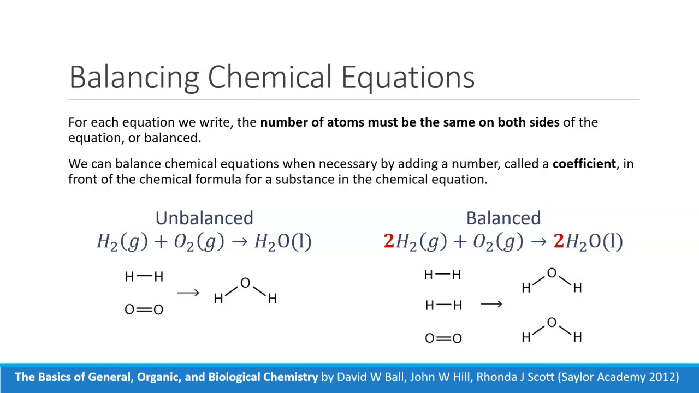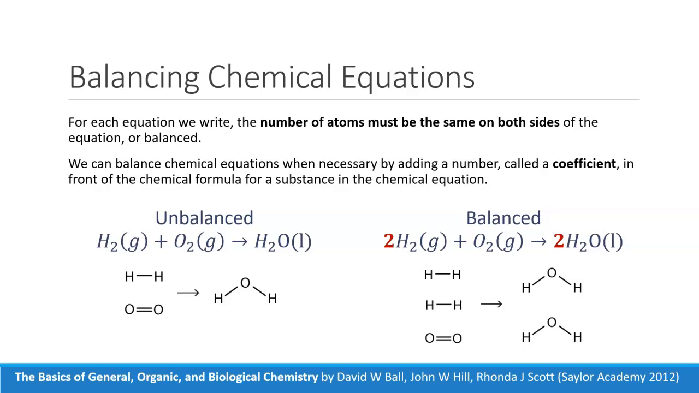Okay, so when we are balancing chemical equations, our goal is to have the same number of atoms on both sides of the reaction. And so when we look at a simple example here, on the left we have an unbalanced reaction of H2, hydrogen gas, plus O2, oxygen gas, yielding H2O, or water. In the unbalanced reaction, we have 2 hydrogen atoms combined in an H2 molecule, 2 oxygen atoms combined in an O2 molecule, and then in water we only have 1 oxygen and 2 hydrogens.